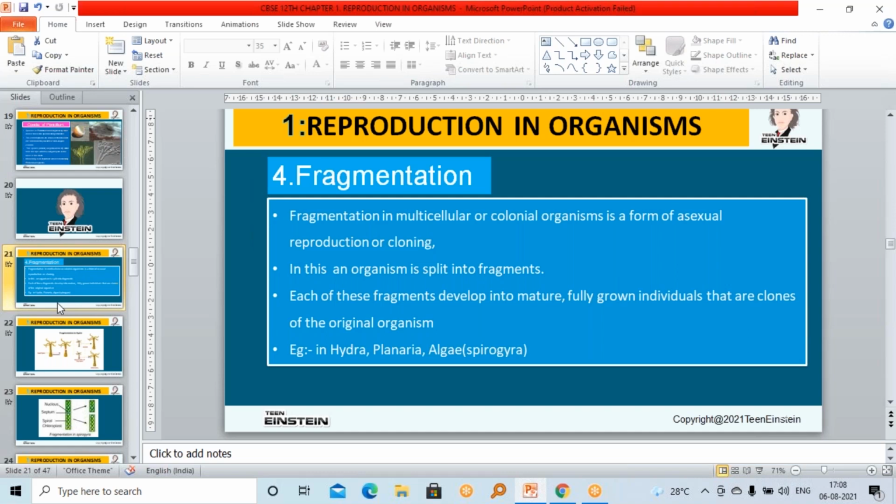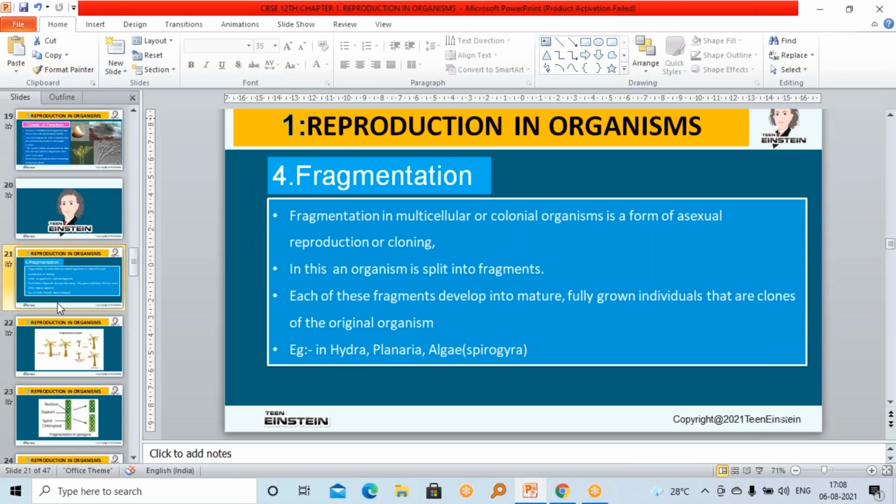Then we have learned about reproduction. What is reproduction? The process by which an organism produces its offspring. That is called reproduction. From the word itself, it's clear. Reproduction, it's producing again the next generation. And that is a biological process.